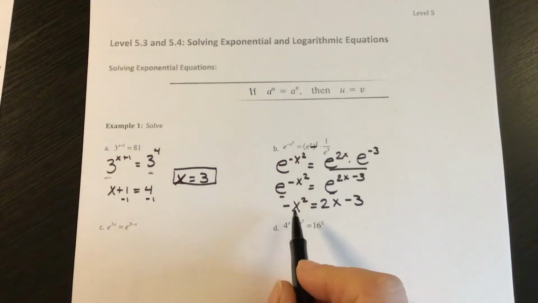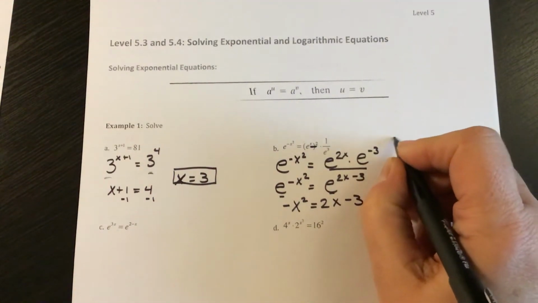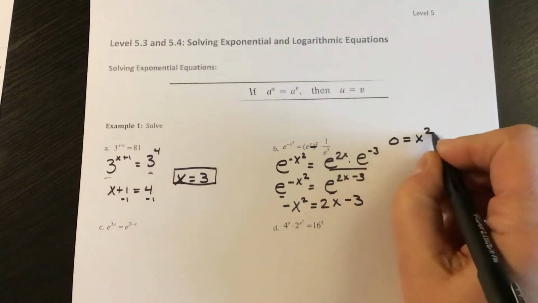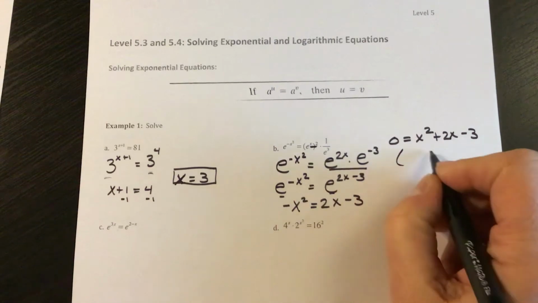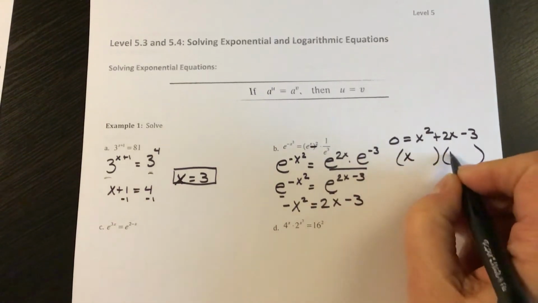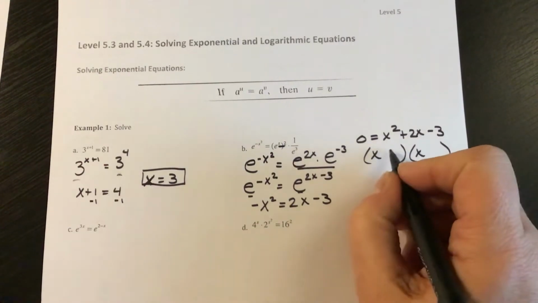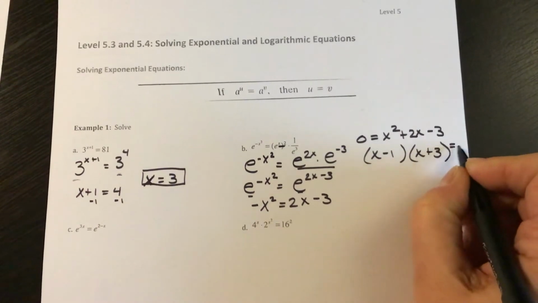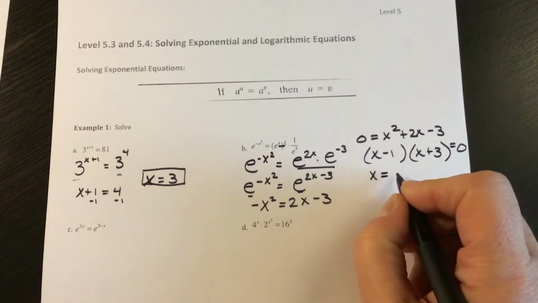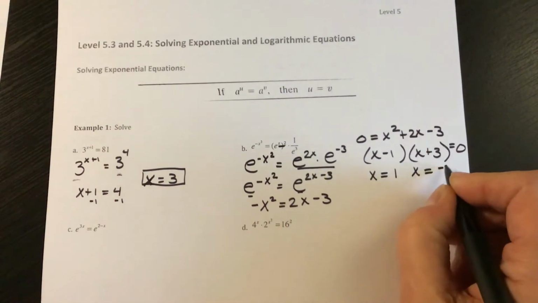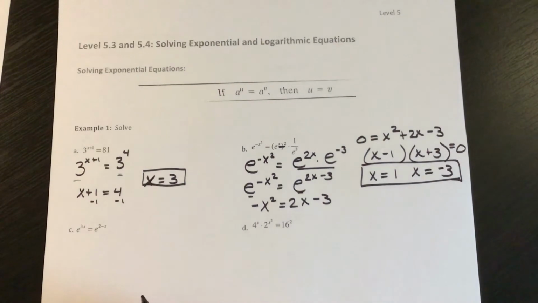A quadratic equation, so I'm going to set this equal to 0. I'm going to add x squared over here and say 0 equals x squared plus 2x minus 3. And I'll factor. So this would be x, and I would have a minus 1 and a plus 3, and that equals 0. So now I set each factor equal to 0, and x would equal 1, and x would equal negative 3. So this is absolutely just what we did the other day.